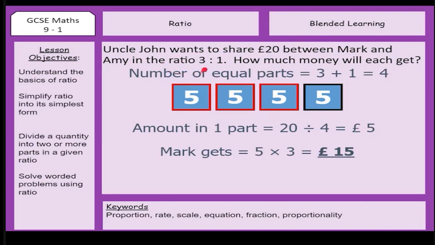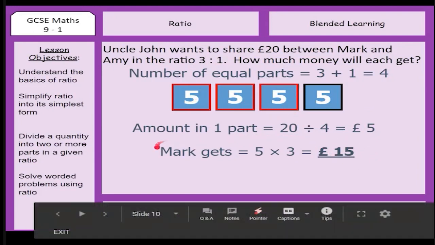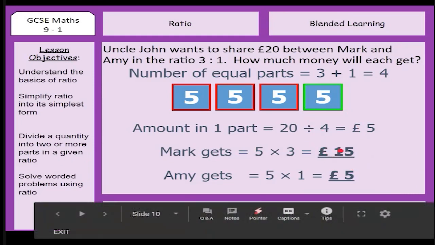I want to work out how much Mark will get. Well, Mark gets 3 of those parts, 5, 10, 15. So Mark gets £15. Amy gets 1 part, which is £5. 15 add 5 is 20. So I've done that one correct.